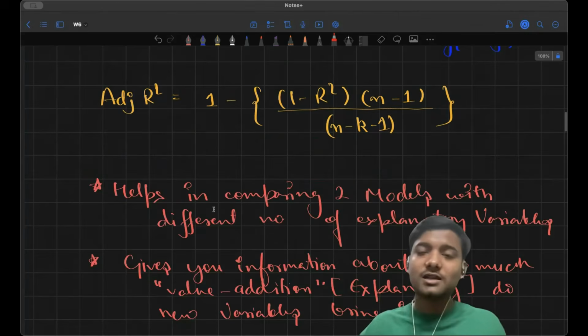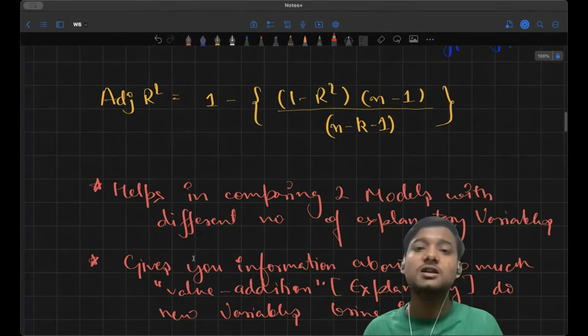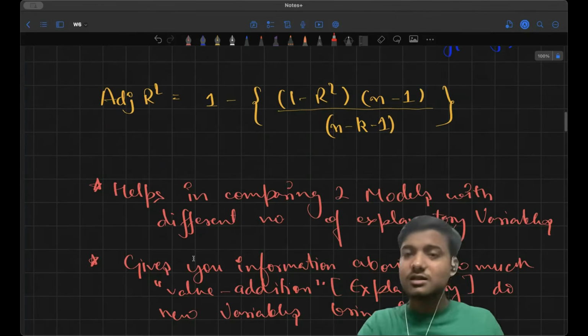But when you add a new variable and that variable was not really effective, that variable was not even giving any good information, then in that situation your adjusted R square will not increase that much. It will be a very tiny increase. That is why adjusted R square is a better metric to compare.